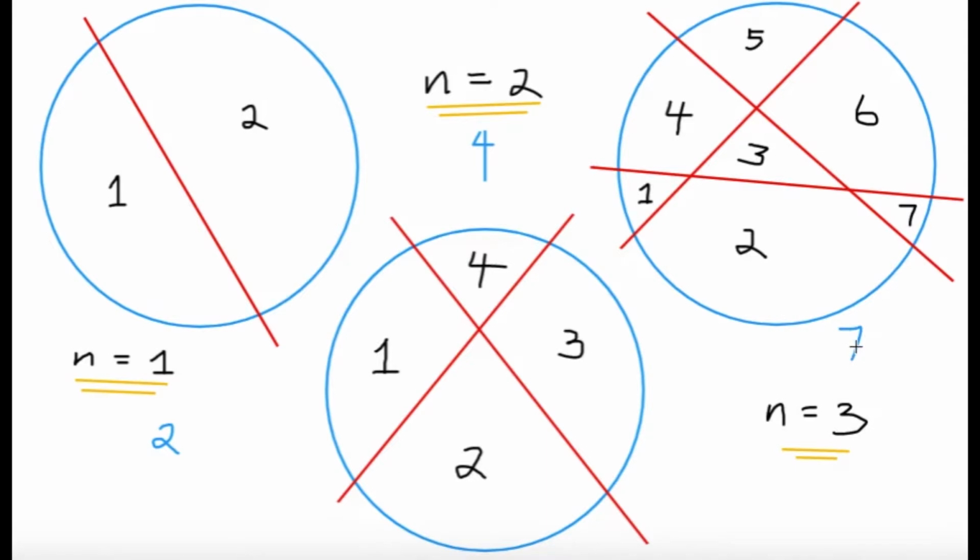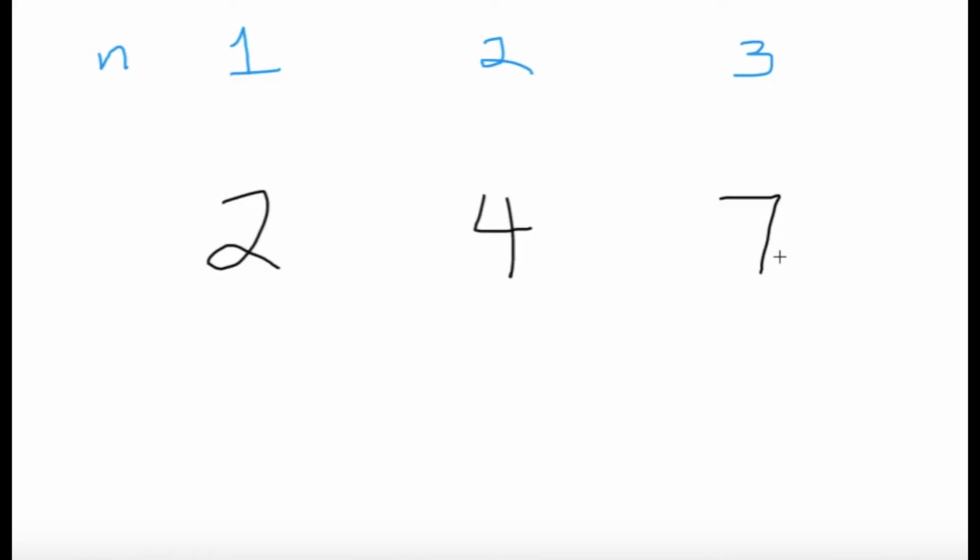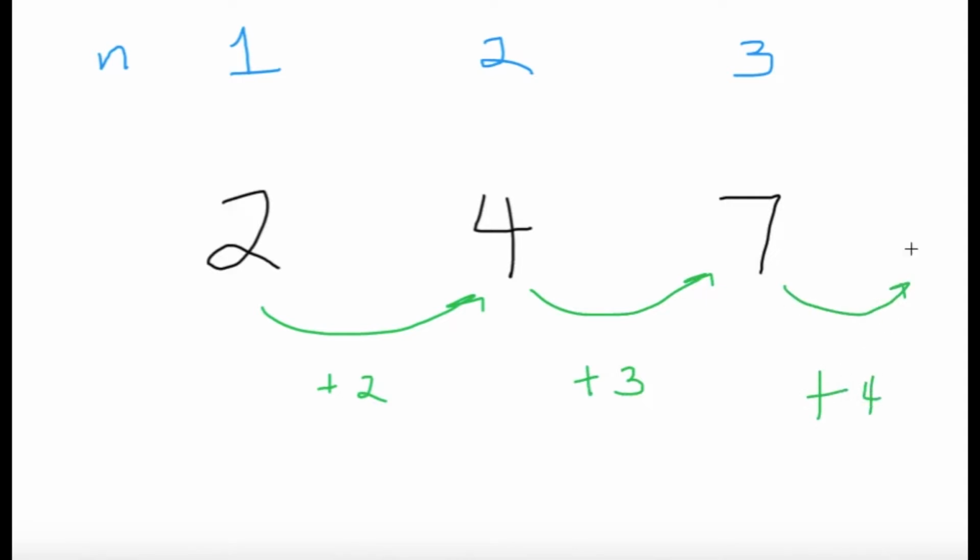And let's try to plot this down. I'll have 2, 4, and 7. And it is indeed correct, but what's more interesting about this is that from 2 to 4 I'm adding 2, and then from 4 to 7 I'm adding 3. So if the pattern is going to hold, I guess I can assume for now that if I add 4, I will be able to get the next term, which is 11, and that will be the maximum number of regions 4 lines can divide the circle into. And is it correct though?